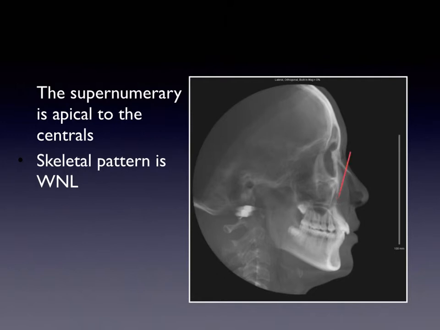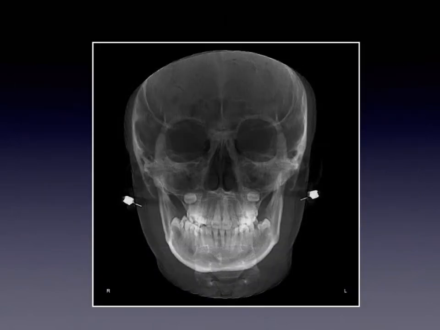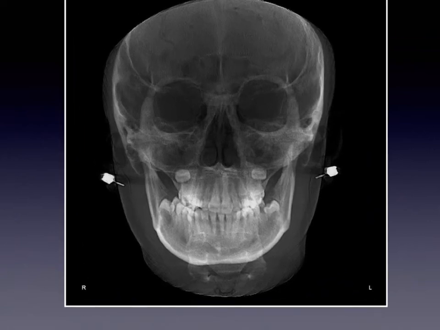At this point, just looking carefully, we see there it looks like there's a supernumerary there. But the question is now, if we're going to put braces on and move these teeth around, are we going to bump into that? Do we need to get it taken out? Is there any concern? And here we can see the supernumerary in the panoramic, and in the AP head film, you can kind of see it as well.